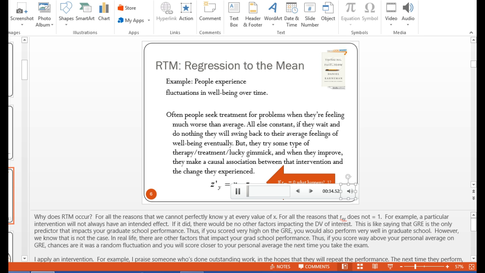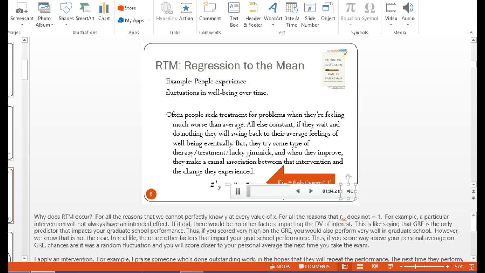So at the most broad level, the reason that this phenomenon occurs is because there are random fluctuations in any variable over time that we cannot predict. And the reason is pretty simple: there's never a direct correspondence between an IV and a DV in this life. We can never have this correlation of 1, at least in our research.